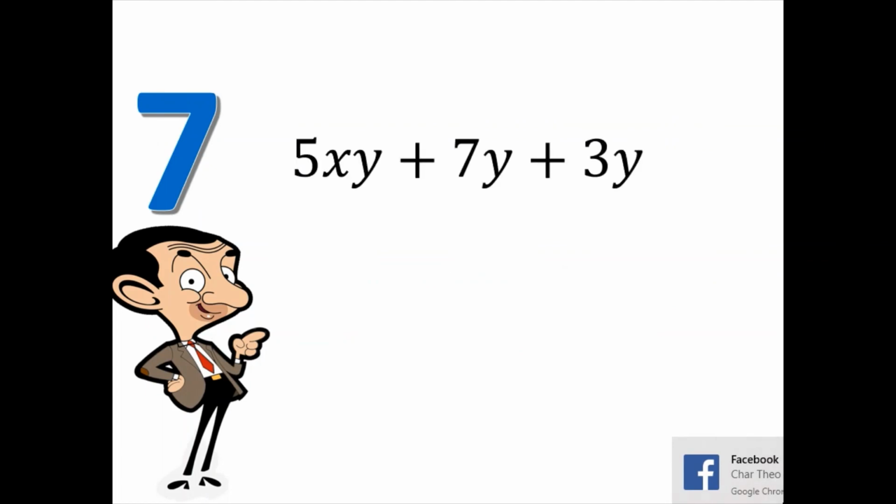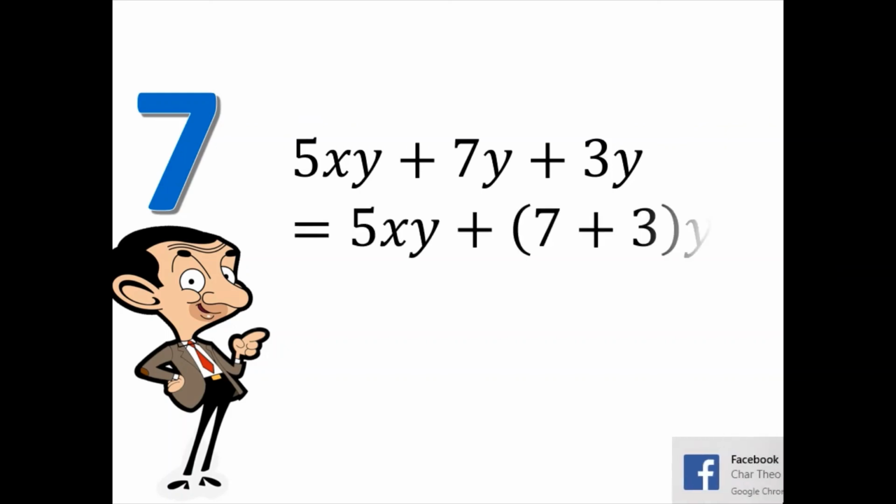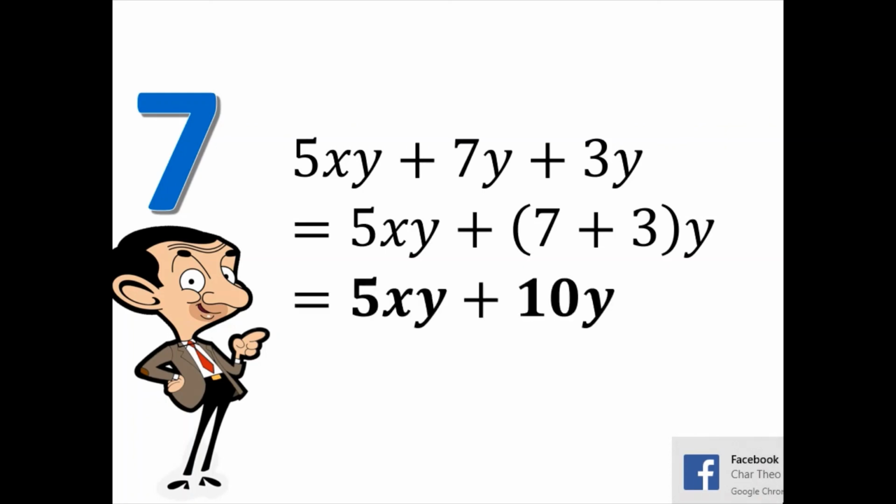Next, 5xy plus 7y plus 3y. Not all terms are again similar because the only terms that we can combine are 7y and 3y. 7 plus 3 equals 10, so the final sum is 5xy plus 10y.